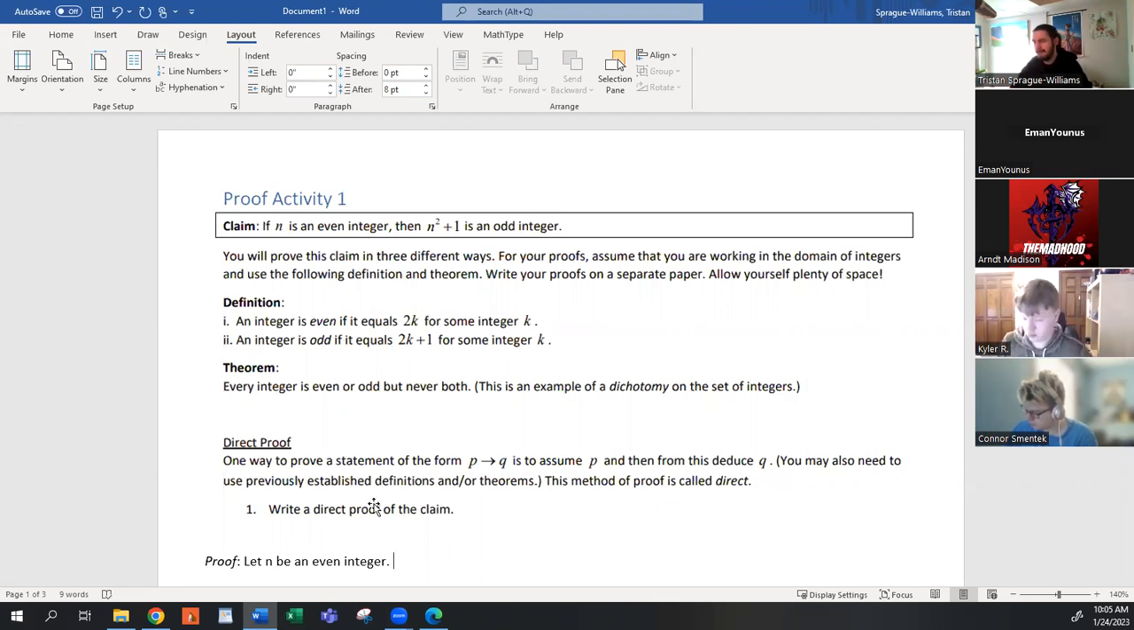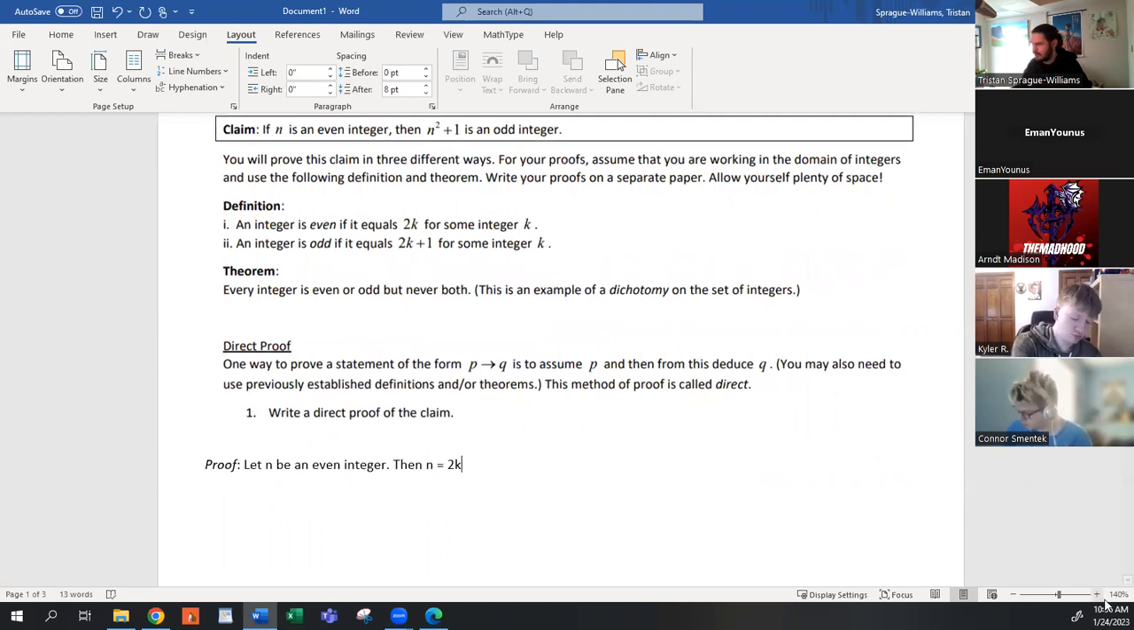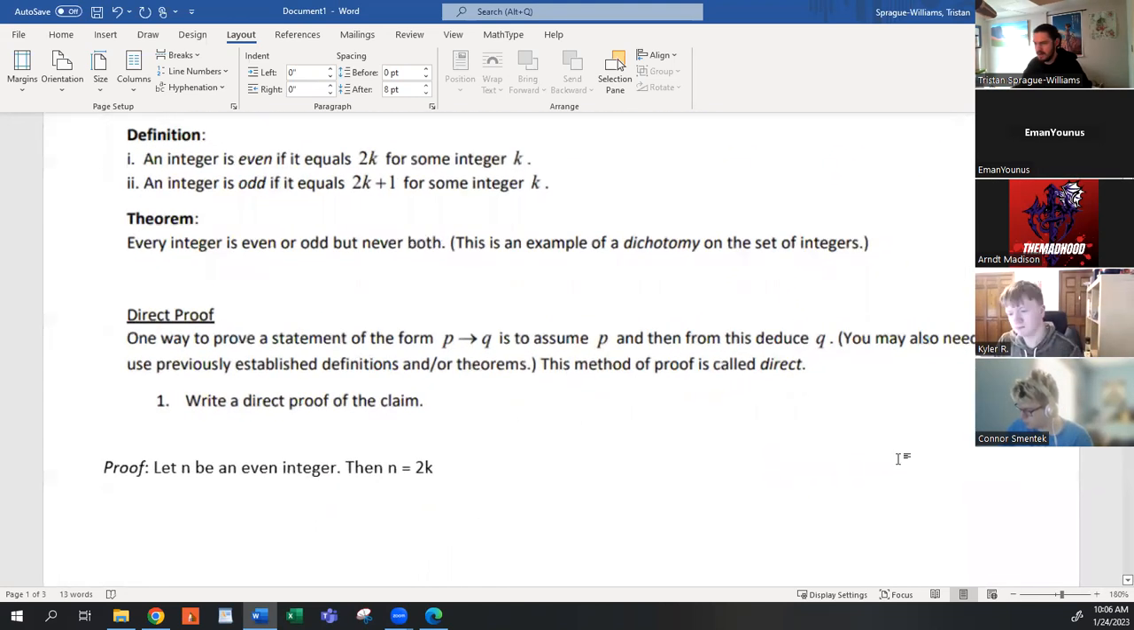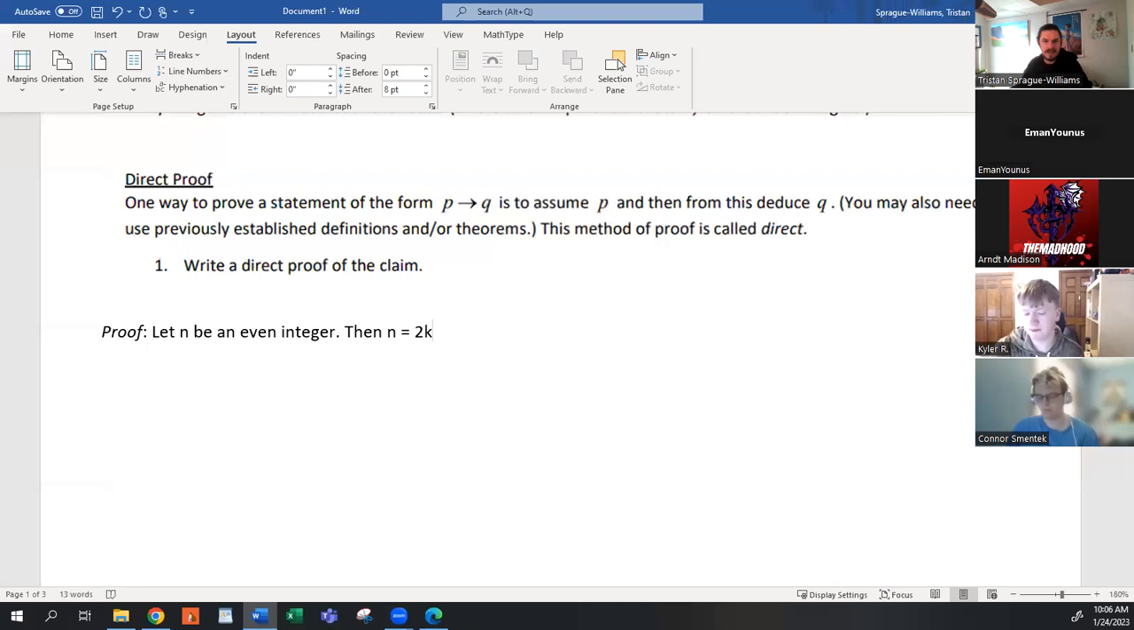Let's start with that. Then the first thing I want to do is immediately use the definition of an even integer. So then n equals 2k. And can you guys see this all right, or should I zoom in a little more? Is this okay for you? Can you see it?